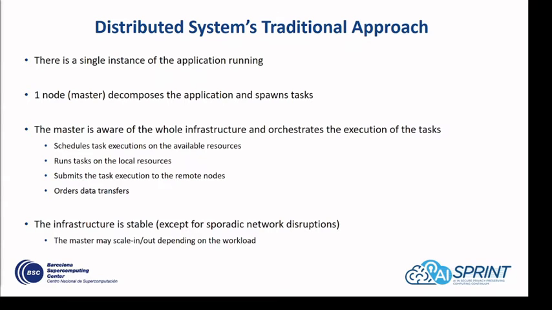To better understand the motivation of the project, we should take a look at how distributed systems were used. Traditionally, users would submit an isolated execution of the application and, leaving apart tailored solutions like the ones using MPI, most of the frameworks were selecting one node of the infrastructure to become the master. This node was decomposing the application into several tasks and orchestrating the execution of such tasks on top of the other nodes of the infrastructure, the workers. Another important feature was the reliability of the network. Except for sporadic disruptions, the infrastructure was stable and only changing under controlled circumstances like, for instance, when the master decided to scale in or out.